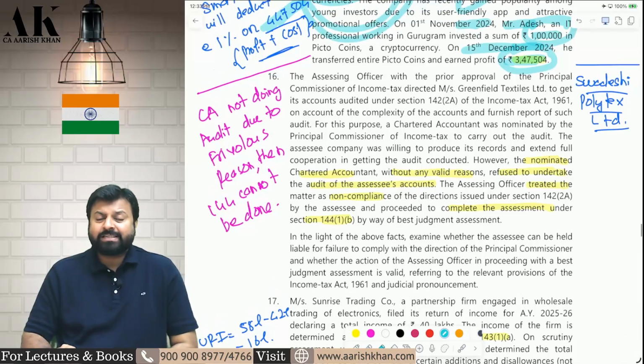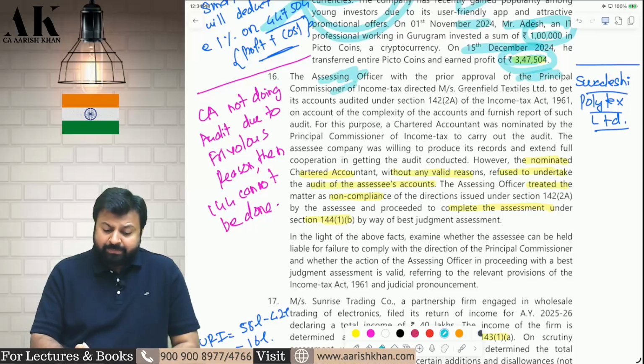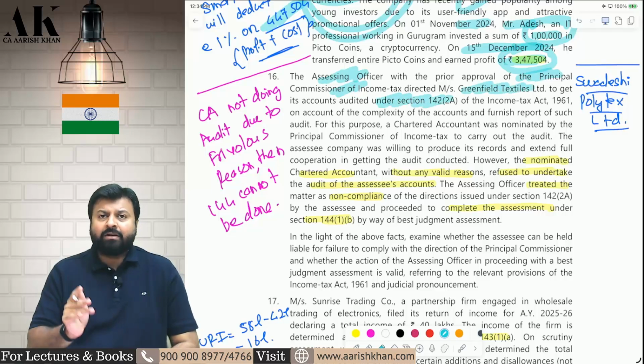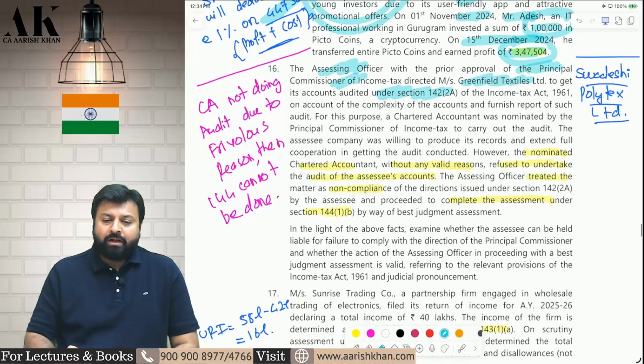Next question, question number 16, which is on assessment procedure. There is an assessing officer who has taken an approval from the Principal Commissioner and directed that Greenfield Textile has to get their books of accounts audited under 142(2A). So he has given a direction for special audit under 142(2A).